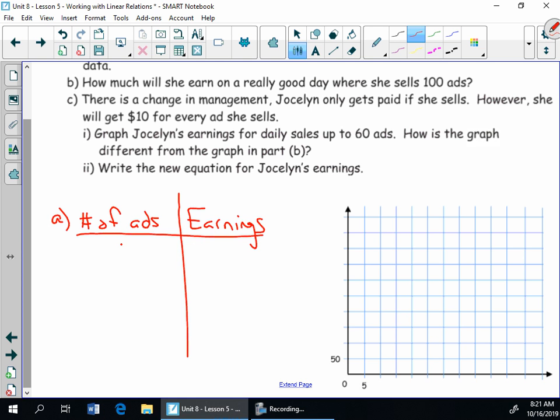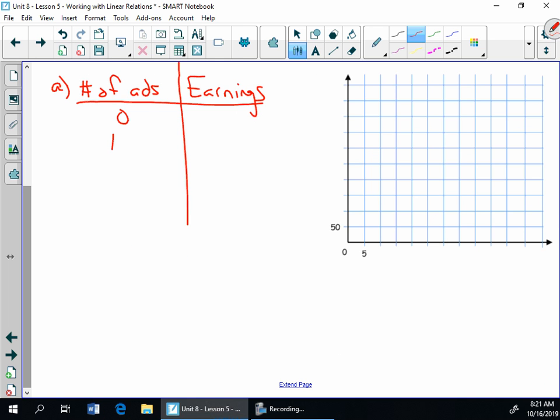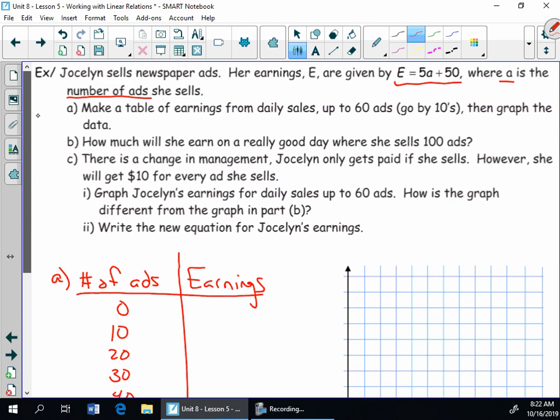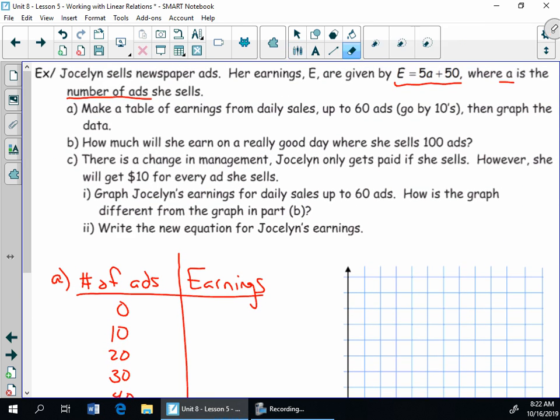Okay, I always want to start at 0. We're supposed to go by tens. 10, 20, 30, 40, 50. How high do they want us to go? Up to 60. Okay, how do we get the earnings that go along with it? Well, let's use our equation. Okay. If she sells 0 ads, we can do 5 times 0 plus 50. Well, we know 5 times 0 is really nothing, so we're left with the 50. In other words, our initial value.